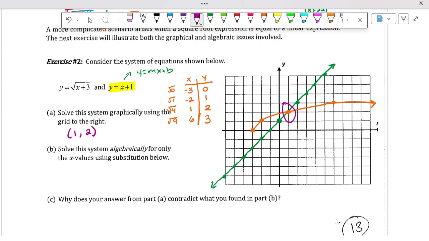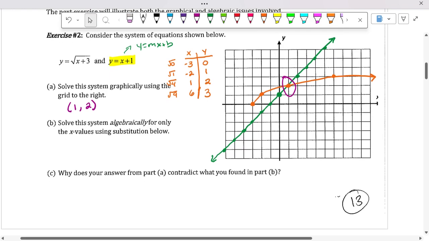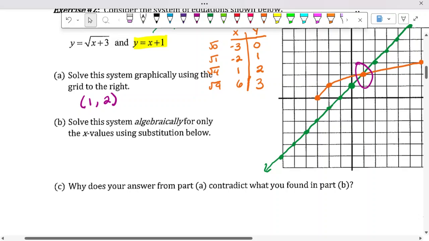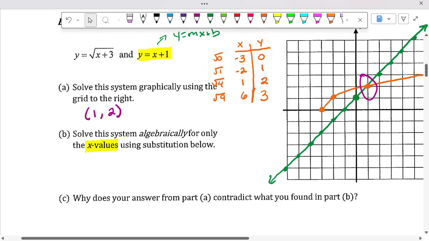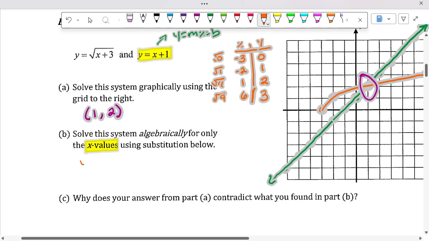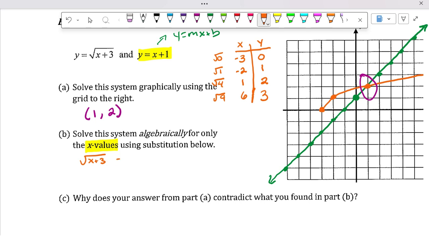Now, let's say that we're going to solve this system algebraically, just using x values. So we only want the x value using substitution. So in other words, we're going to set both of these equal to each other. So the square root of x plus 3 is equal to x plus 1. Now, don't worry about the right side right now. Let's treat it like we've been doing. So if we're trying to get the x by itself on the left side, what's the first thing you've got to do?